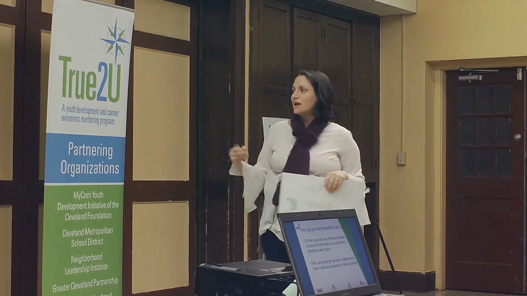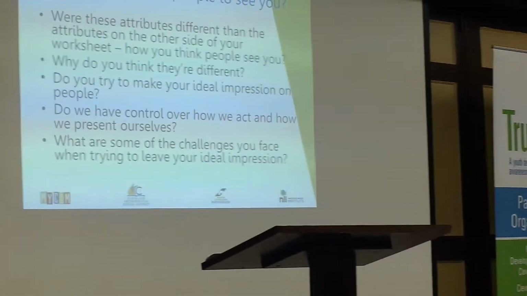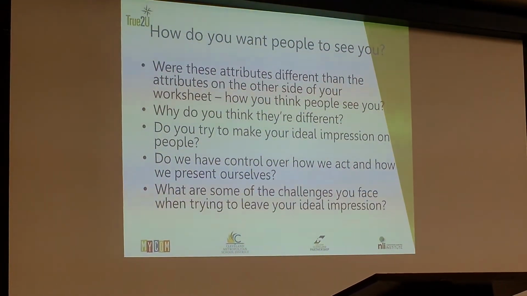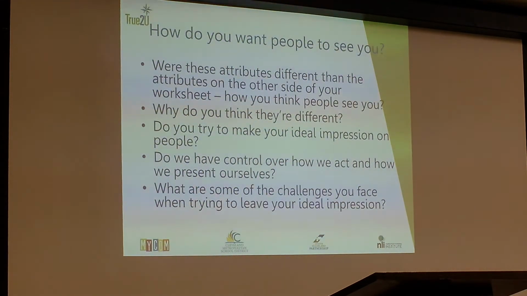So after they've done that, then you come back together for another discussion. Okay? And we're going to do a little comparison between the two halves of the activity. So you have these characteristics that you think you present to people. You have these characteristics that you want to present to people. Are they matching up? If they're not matching up, why aren't they matching up? And talk about how they have the power, the control. If they're living by their values, if they want people to see them in a certain way, they can make that a reality. It's up to them as to how they present themselves.